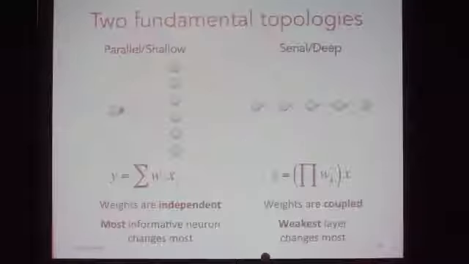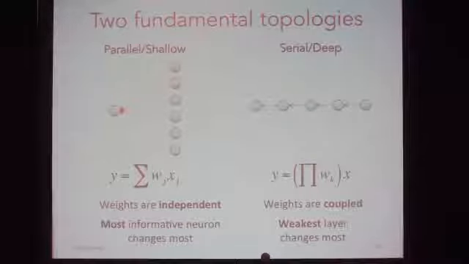So essentially, we have these two fundamental topologies, parallel structure and serial structure. In parallel structure, you have the most informative neuron changing the most, but in serial or deep structure, it's behaving like a chain, and it's actually the weakest layer that needs to change the most.